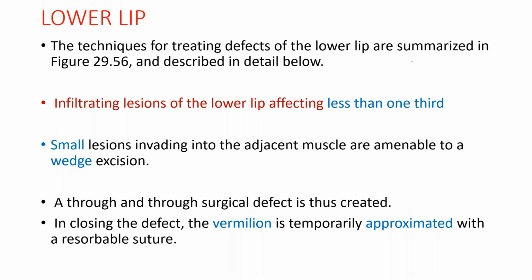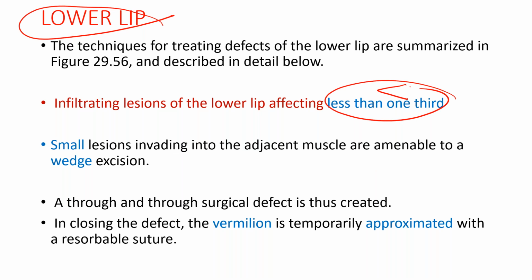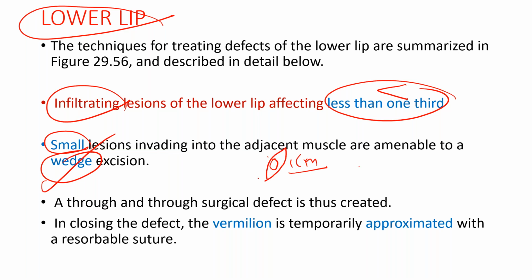So the techniques used for lower lip. First we are going to do the lower lip. What we are going to see: less than 1/3, for example, infiltrating lesions. Smaller lesions you go for a wedge excision. What is a wedge excision? If this is a lesion, you go for a wedge excision with 1 centimeter margin, and then later on you can close it directly with a suture like this. So smaller lesion, wedge excision.